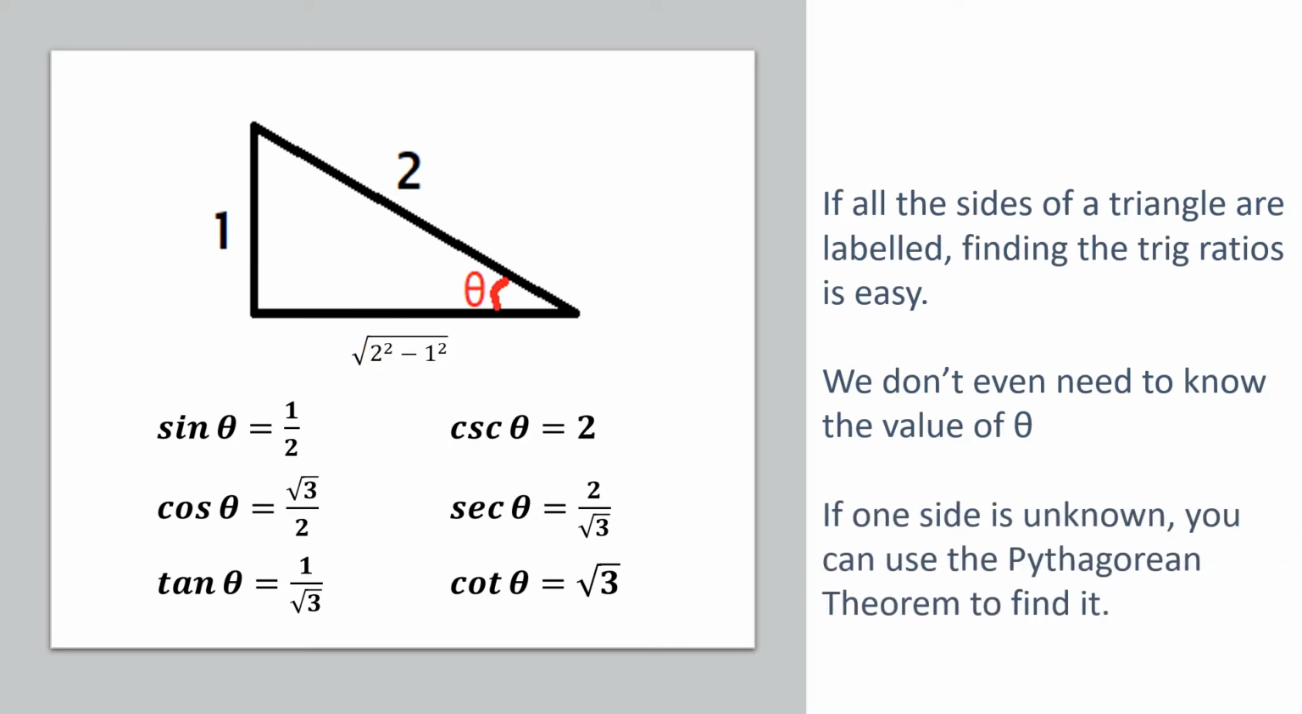And even if we don't know one side, like if we didn't know that this side was the square root of 3, we could just use the Pythagorean theorem, and we find that 2 squared minus 1 squared is 3, and square root of 3 is the length of our side.